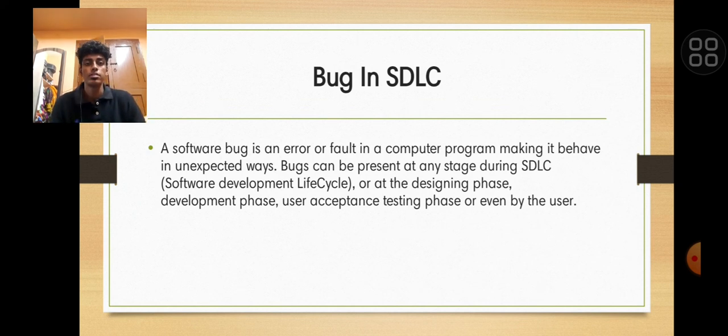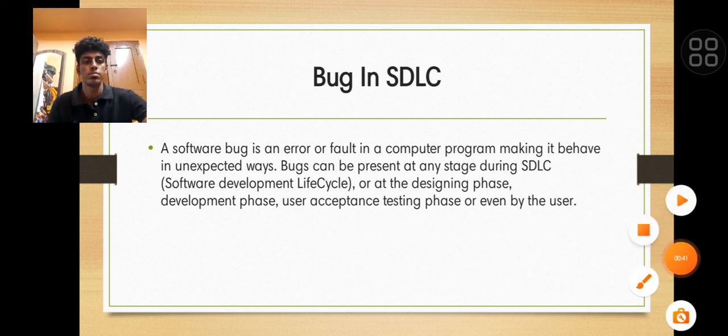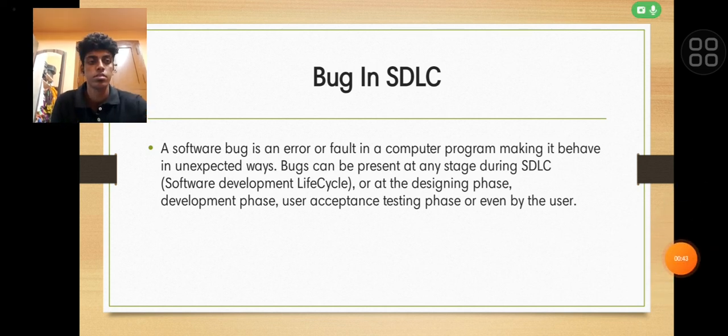A bug in SDLC is nothing but a software bug, an error or fault in a computer program, making it behave in unexpected ways. Bugs can be present at any stage during SDLC: at the designing phase, the development phase, the user acceptance testing phase, or even found by the user.